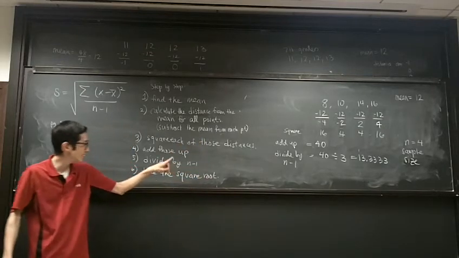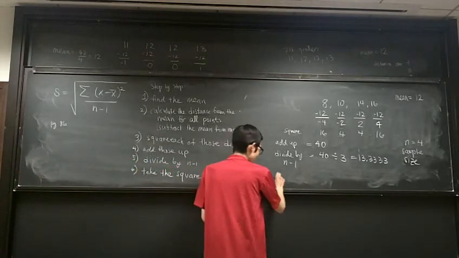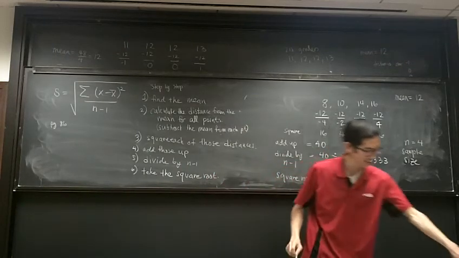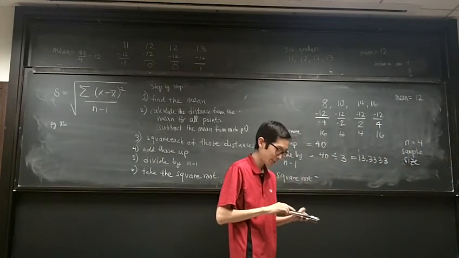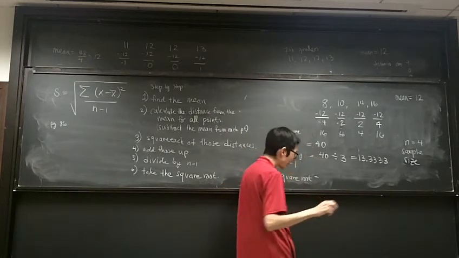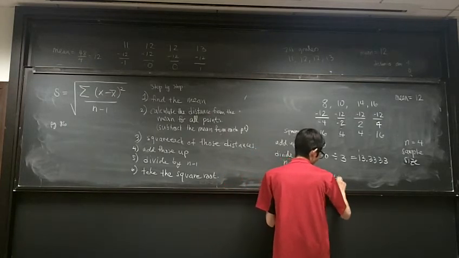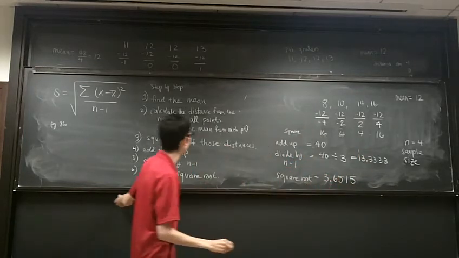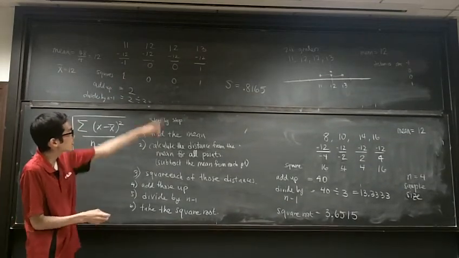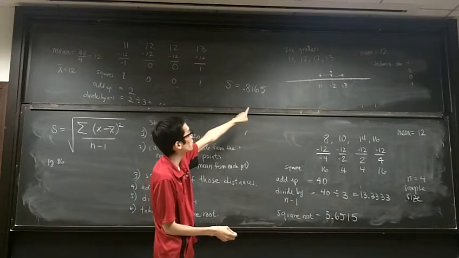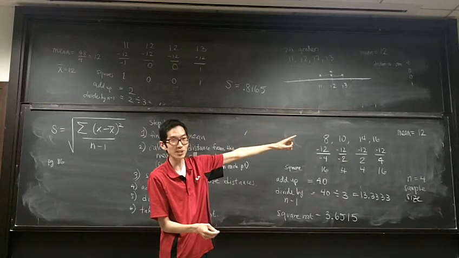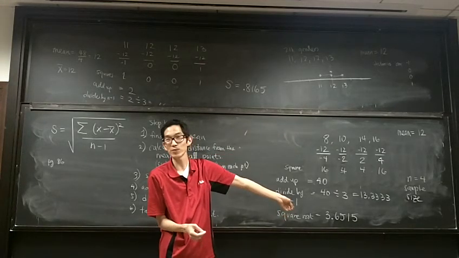And then the last step, I'm going to take the square root. 40 divided by 3 and the square root of that gives 3.6515. And that is S, my standard deviation. So the standard deviation of the seventh grade ages is 0.8165. The standard deviation of these four students is 3.6515.